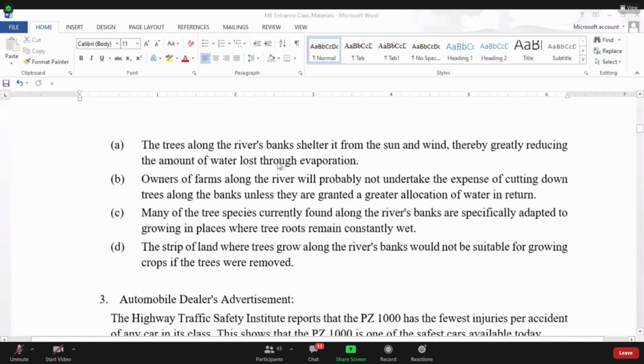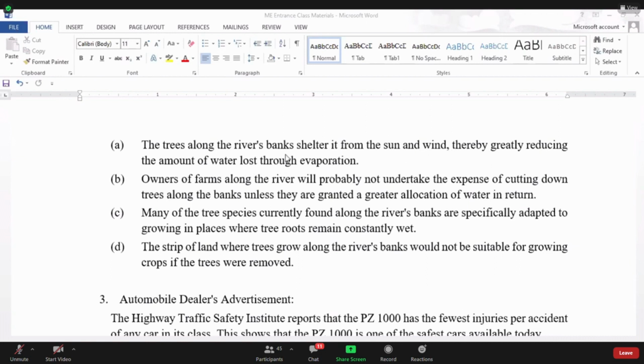The trees along the river's banks shelter it from the sun and wind. So whatever trees are there along the river's bank, those trees give protection to the water from the sun and from wind, thereby greatly reducing the amount of water lost through evaporation.